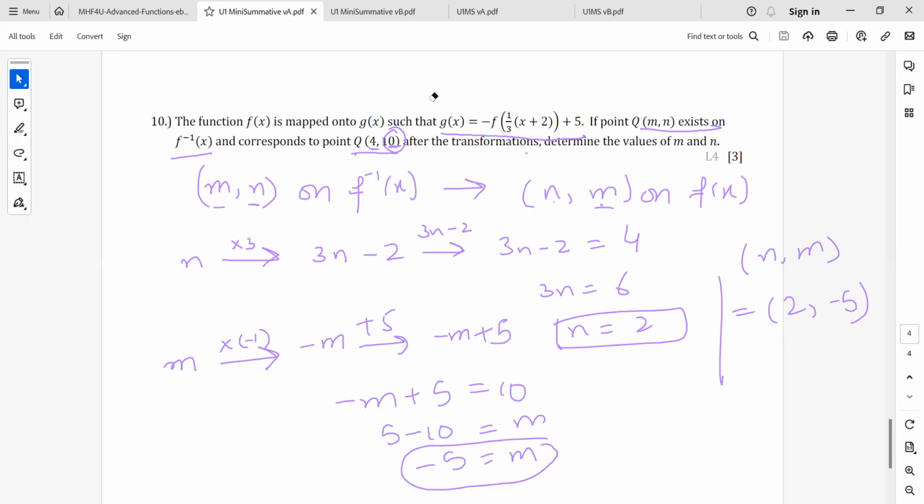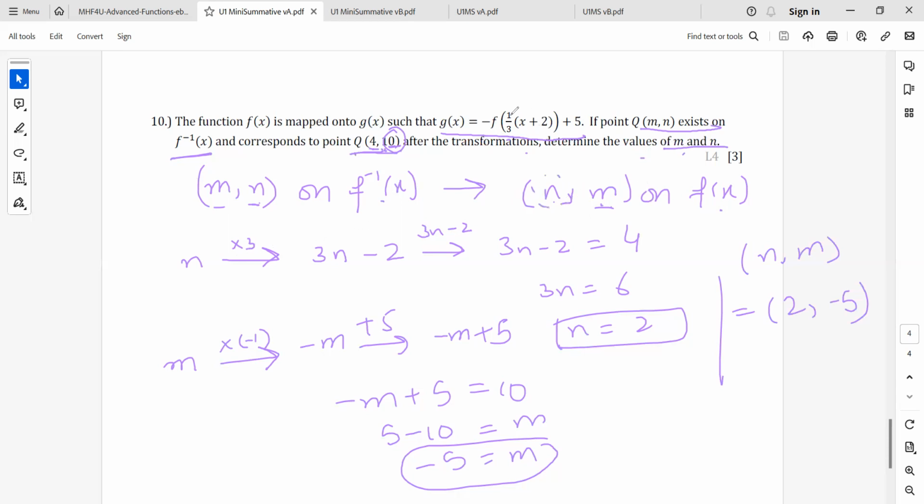Now what is happening is we need to find f. There is a point Q (4, 10), and this exists on f inverse of x. So if (m, n) exists on f inverse of x, then (n, m) will exist on f of x. So determine the value of the transformation of m and n. So what is n going through?